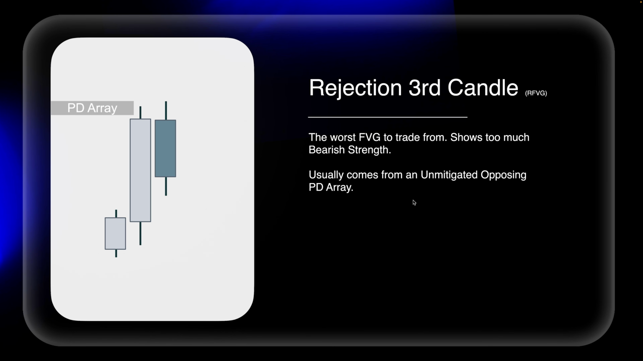When we have an RFVG like this, we want to make sure that we require more confirmation. So for example, if this is a daily fair value gap and we want to go into the 15-minute time frame eventually for our entry confirmation, then we want more confirmation than usual. Because this is a sign that we might just actually continue lower instead of continuing higher, even though there's a fair value gap right there. Because something like this might just happen, where we actually create a new down candle and we just simply continue lower, disrespecting the bullish fair value gap.